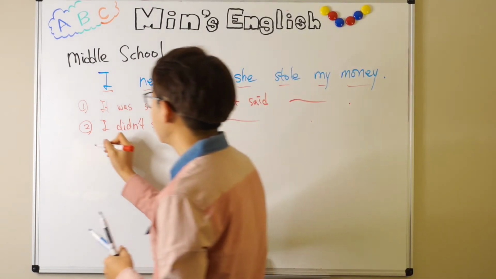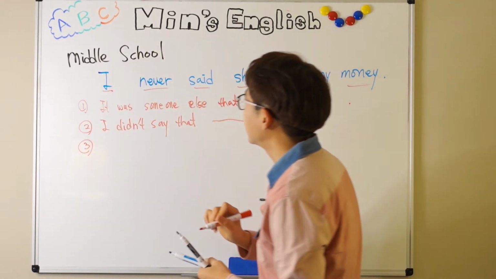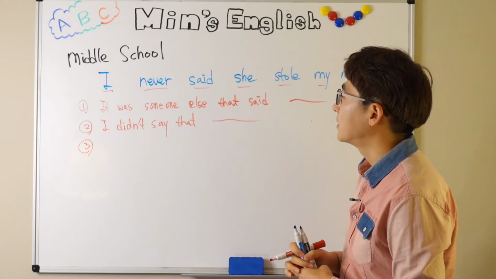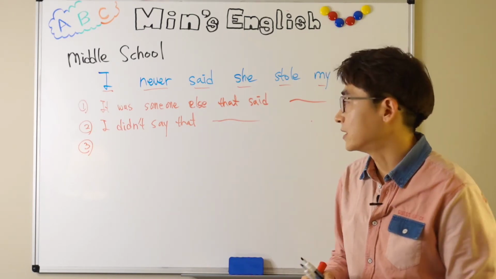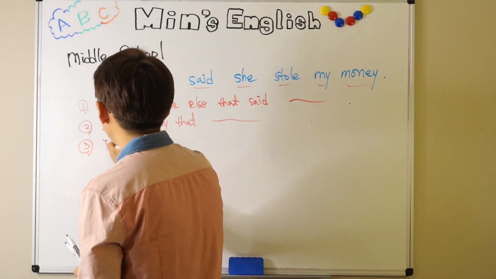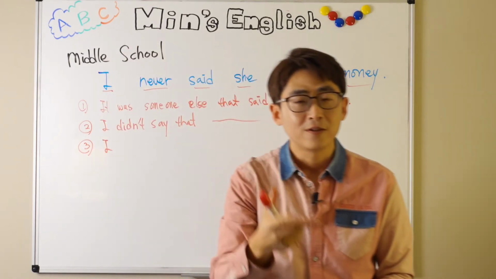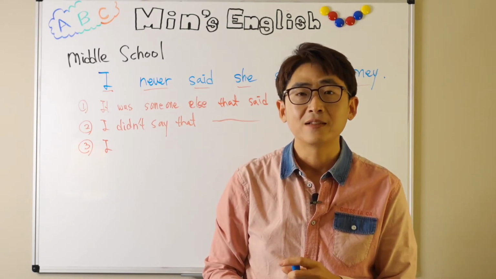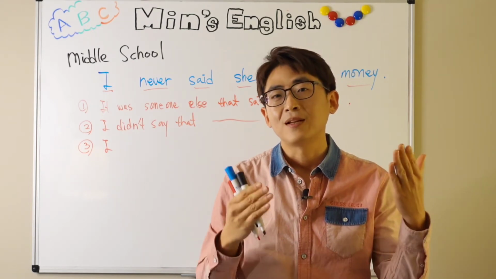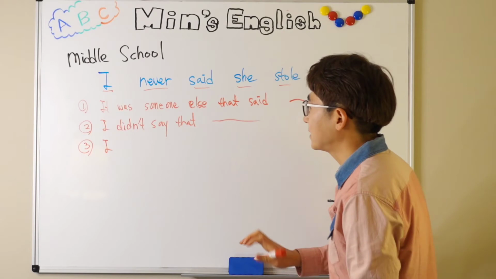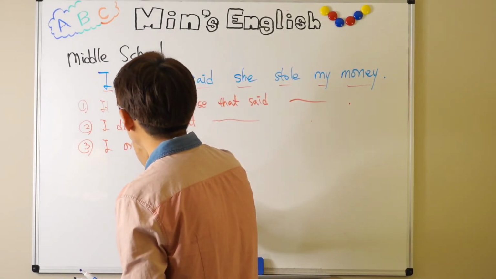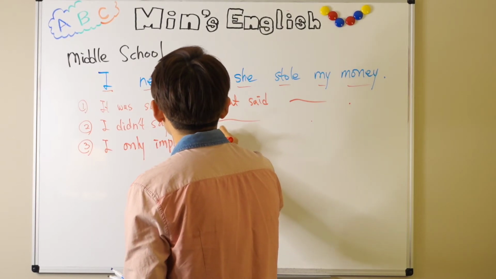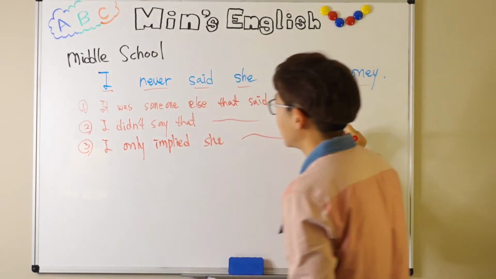So let's move on. The next one is said. So when you put emphasis on said, it becomes, I never said she stole my money. It becomes, I didn't actually use words to describe that she stole my money. I didn't verbalize it. I only acted it out. So I only implied she stole my money.